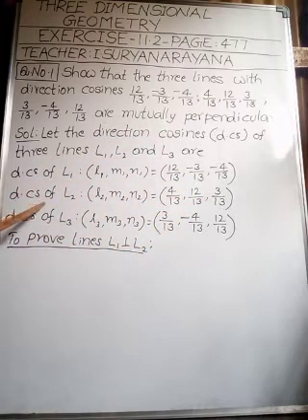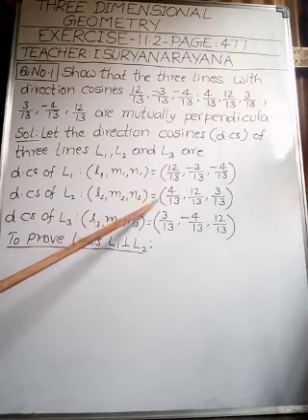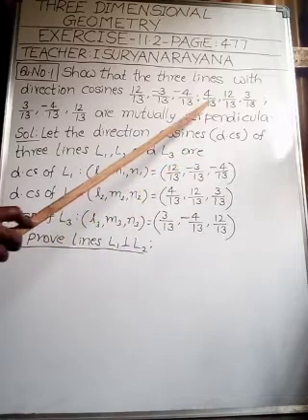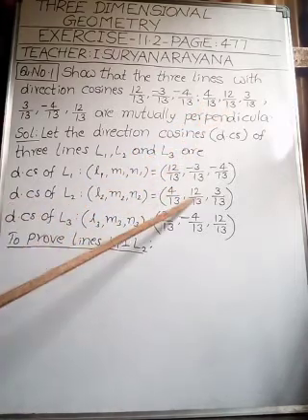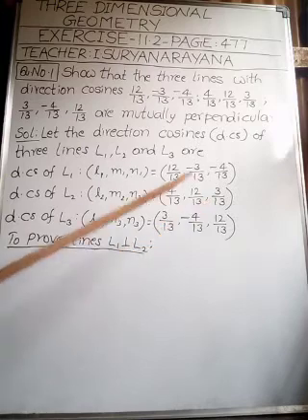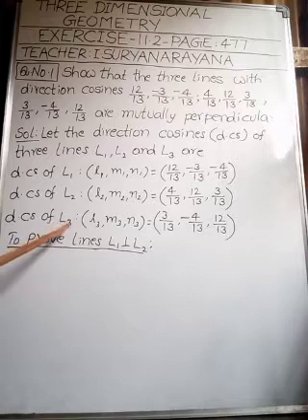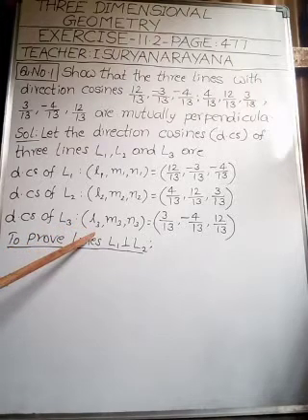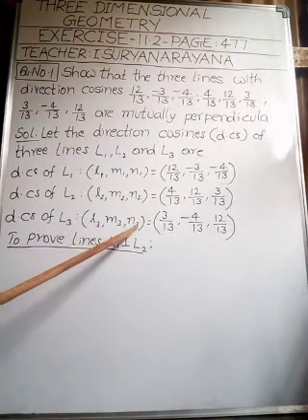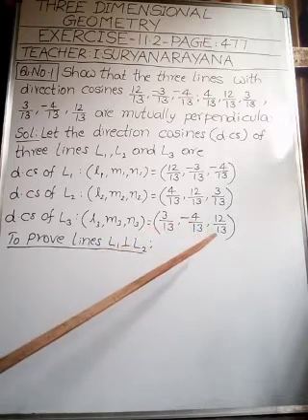Similarly, we are writing here direction cosines of line L2, ordered triplet (l2, m2, n2), that is equal to ordered triplet (4/13, 12/13, 3/13). Understood this statement, children? Similarly, here we are writing the direction cosines of the third line L3, ordered triplet (l3, m3, n3) is equal to (3/13, -4/13, 12/13). Understood this statement, children?